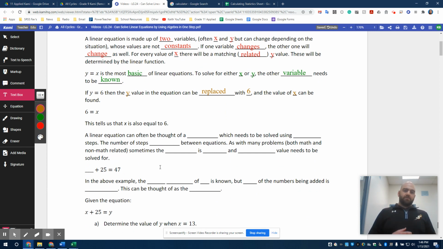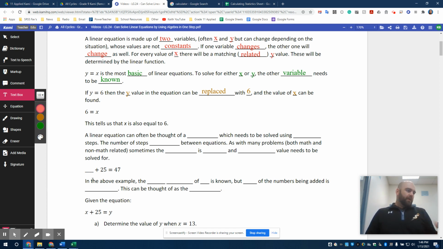Okay, so if I would pick a value for x, I could plug it in for x, and then I would know what y equals. That's what a linear function does. For every value of y, we're going to have a value of x, and they're going to be related to each other. In this case, they're going to be exactly the same, but that's not necessarily the case every single time.